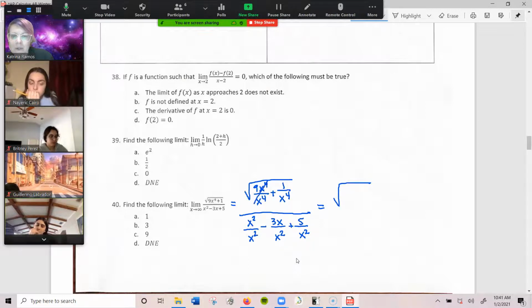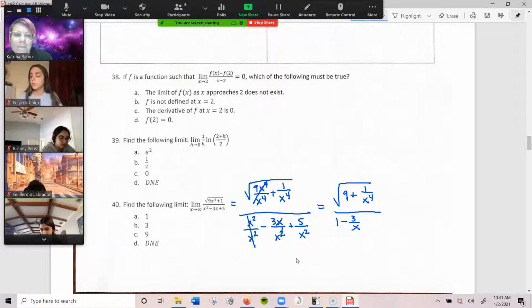So here the x to the fourth will cancel. So this is just the square root of 9 plus 1 over x to the fourth, over 1 minus 3 over x, because this x cancels with that, plus 5 over x squared. Now, once you've already divided and simplified, we go ahead and plug in infinity.